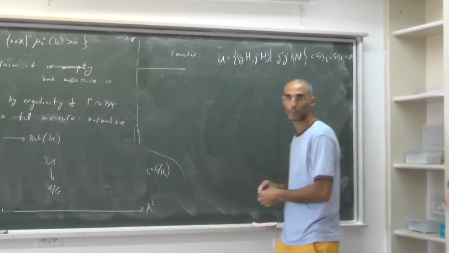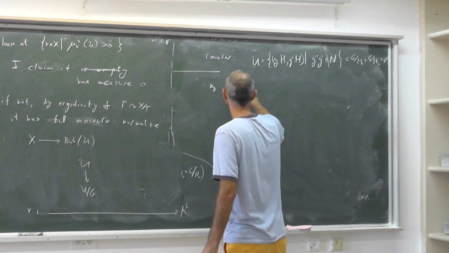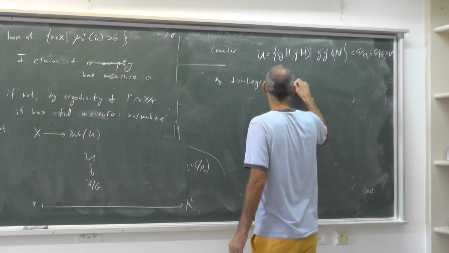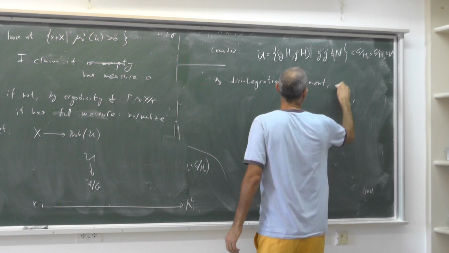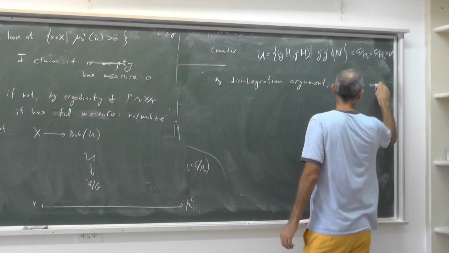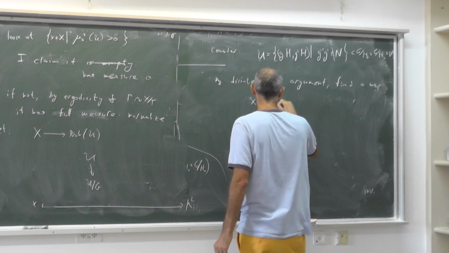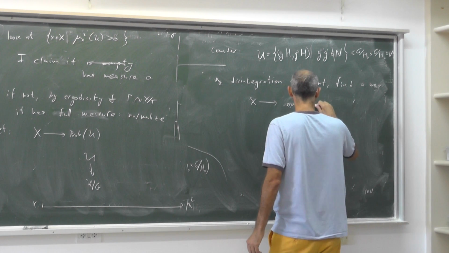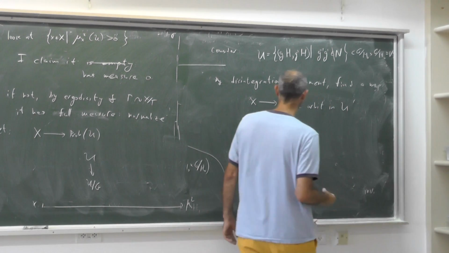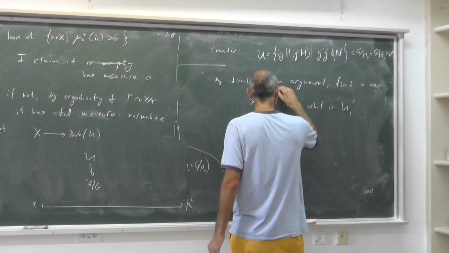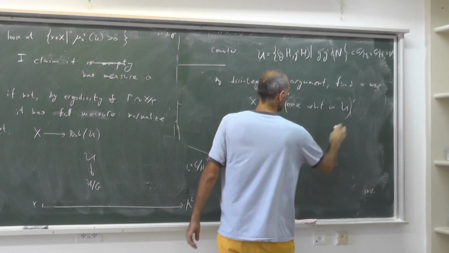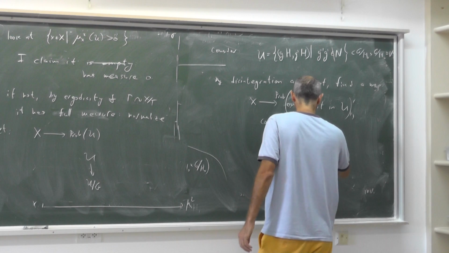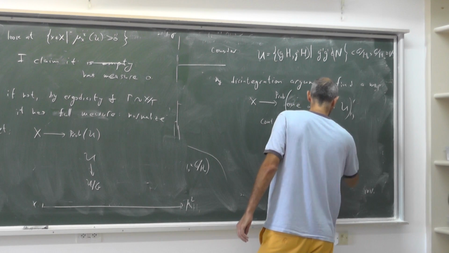If you prefer, you can use the term disintegration here. By disintegration argument, find them from X to G mod, well, one orbit in, probability measure, sorry, of one orbit in U, contradicting minimality of X0.